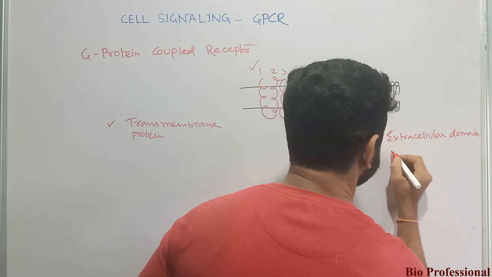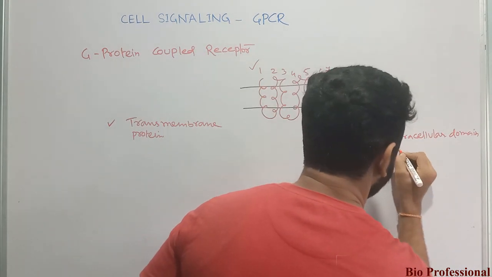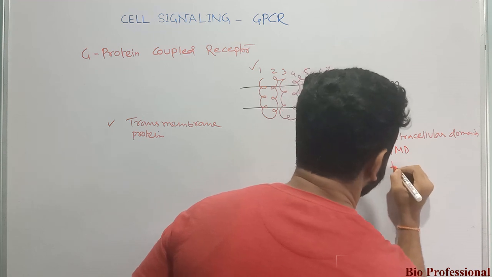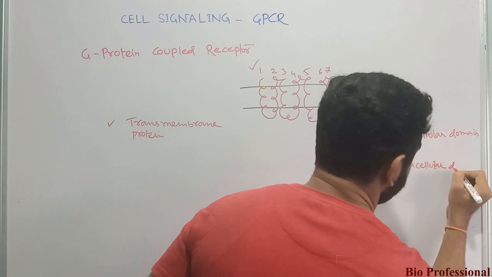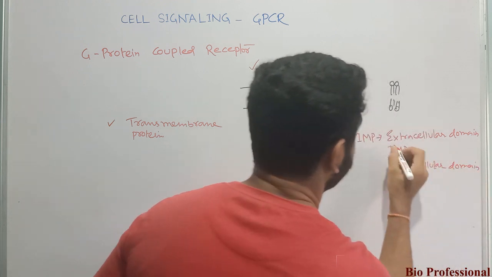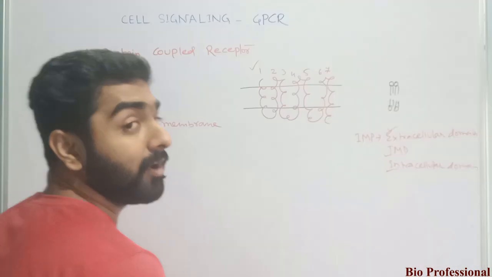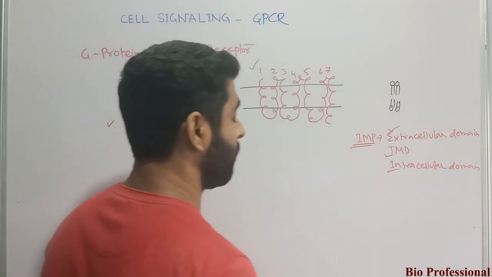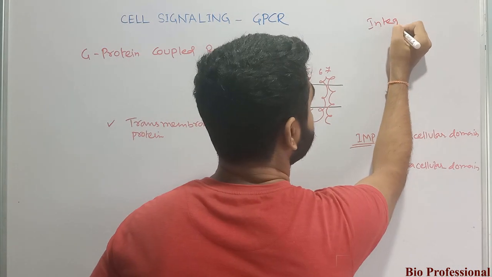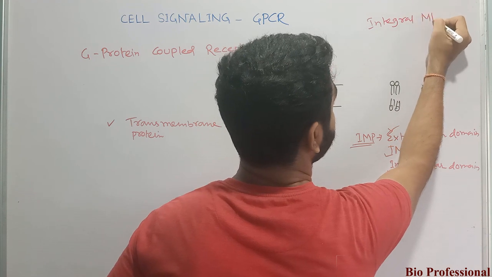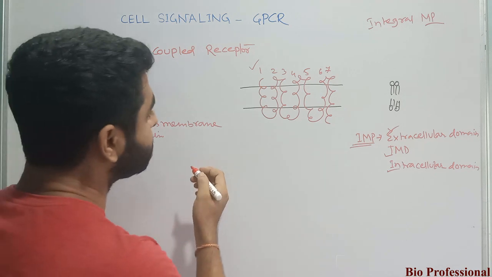Okay, it has a transmembrane domain. Here I am including the transmembrane domain, and it has an intracellular domain. So any protein which has an extracellular domain, transmembrane domain and intracellular domain, we can call it an integral membrane protein. Okay, here I am writing integral membrane protein.